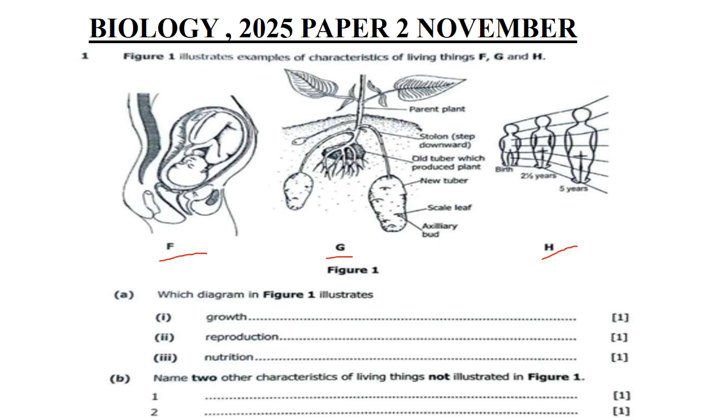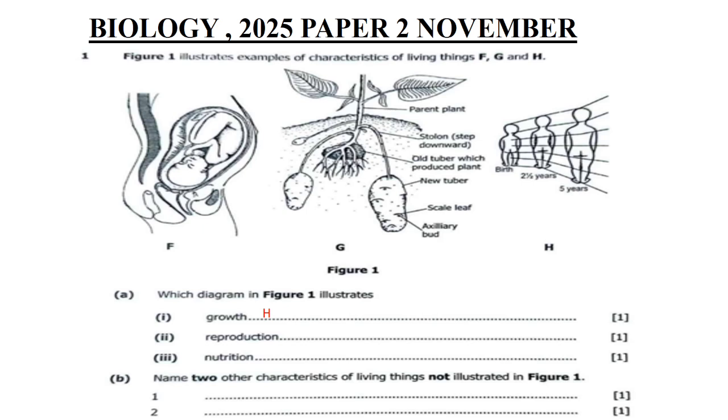Alright, so which diagram in this figure illustrates growth? When we are looking at the characteristics of living things, we said that growth is just the permanent increase in size as well as body mass. So if you look here, we have birth, then we have 2.5 years, and then we have 5 years. There is a change which is taking place here. So the one which depicts growth is H. H is the one that is showing growth.